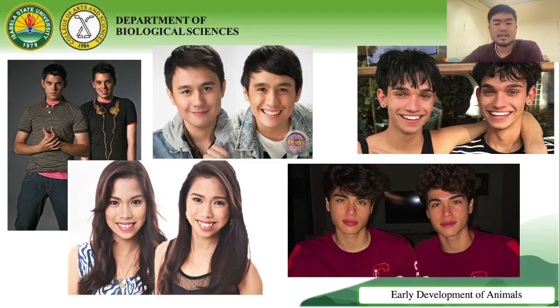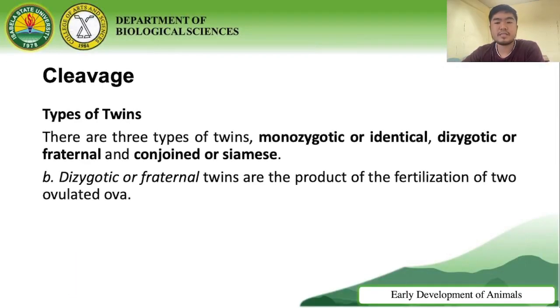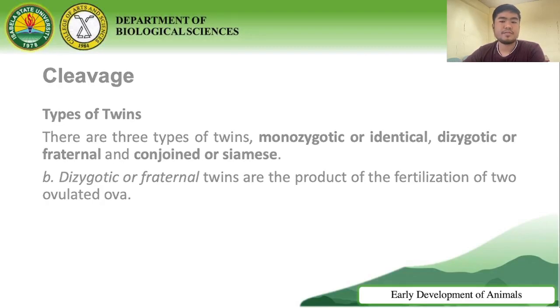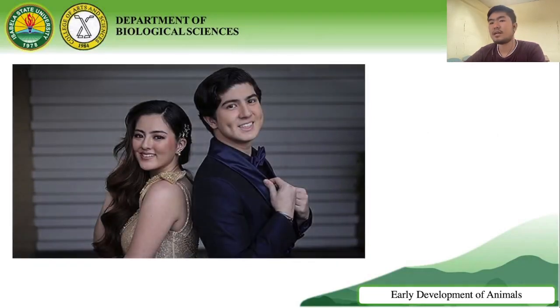And the second type of twins are the dizygotic or fraternal twins, and they are the product of fertilization of 2 ovulated ova. So, ito yung masipag maglabas ng eggs. Kaya dalawa ang eggs na nailabas at dalawa ang na-fertilize. So, ayan, the Legazpi twins are examples.